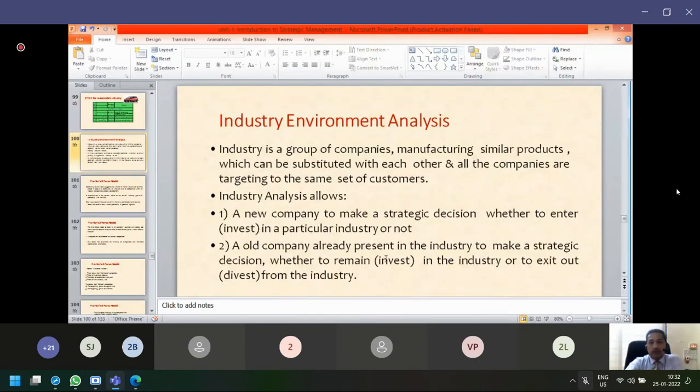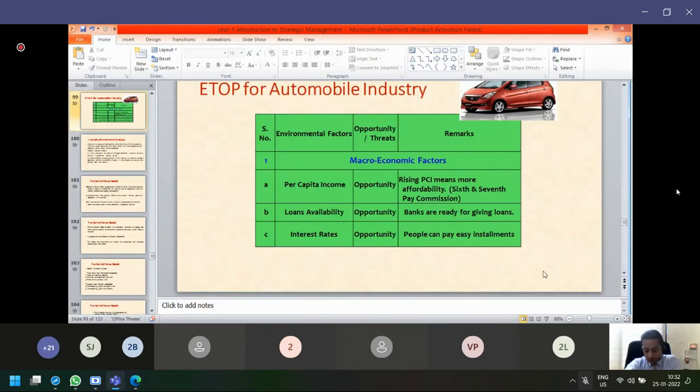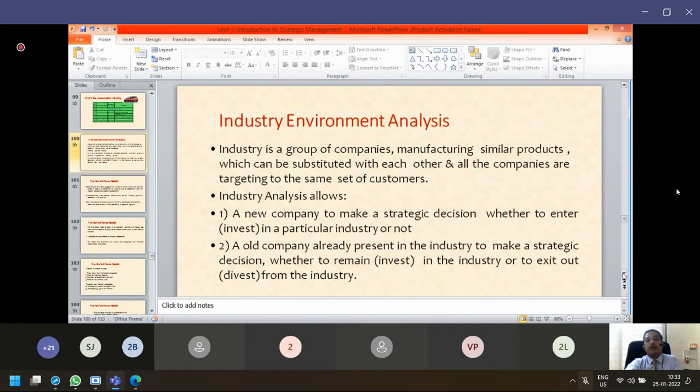Then the industry environmental analysis. What we talked about till now was the environmental analysis for that particular company. However, now we'll have to see the industry environment analysis. Industry means a group of companies manufacturing similar products which can be substituted for each other, and all companies are targeting the same set of customers.